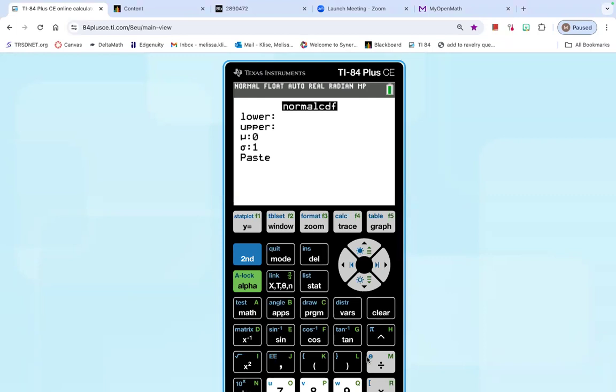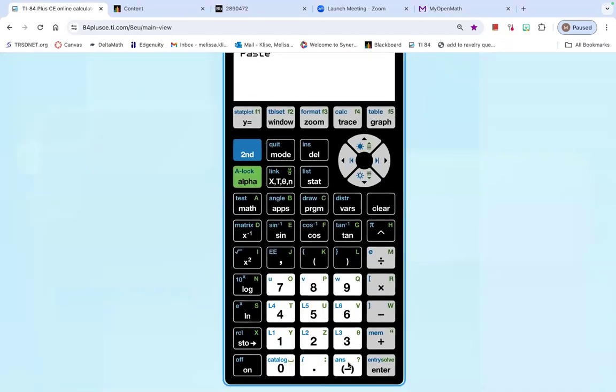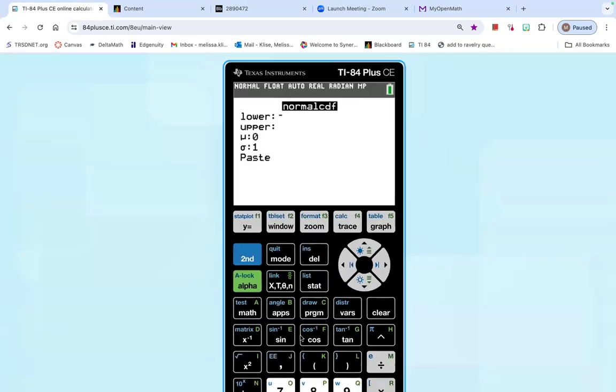Okay, so we're doing negative 1. The negative button is down here next to the enter key. Negative 1, then you do second comma. Look above the comma, it shows EE. We're just looking for the E. So negative 1, second E, and then 99. That gives us our negative infinity. Our upper bound is a z-score of 1.33. Because we're using z-scores, the mean is 0 and the standard deviation is 1. And I'm going to paste. Give me a second.